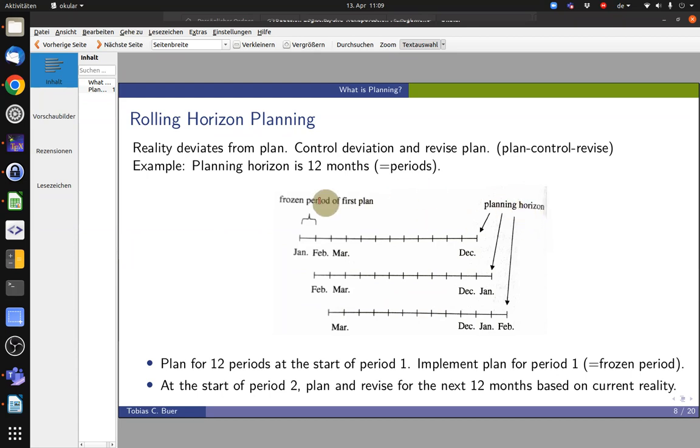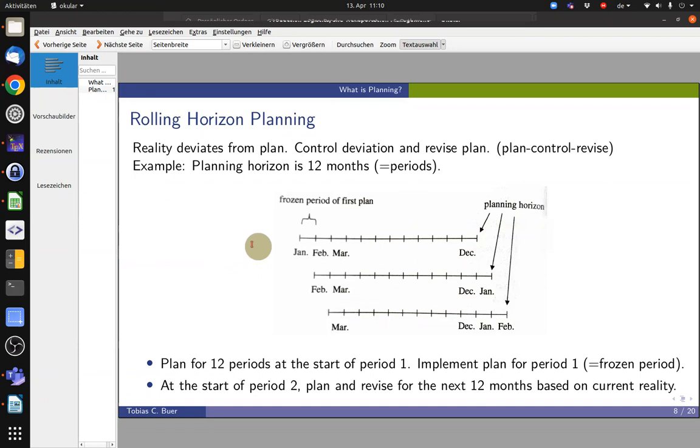So you see it in this picture. Before January, we come up with a plan for the next year. So we plan what we expect to happen in January, February, March, April, up to November, December. And the planning horizon is 12 months. We plan 12 periods.